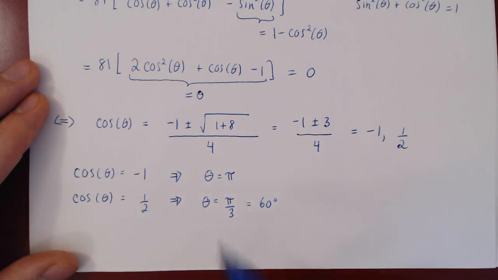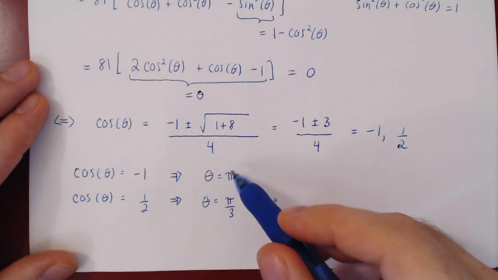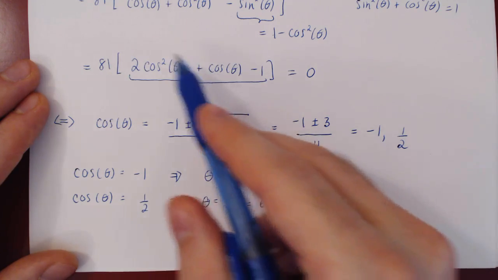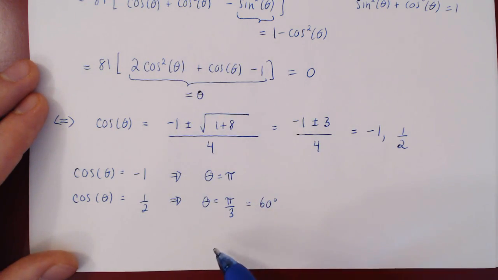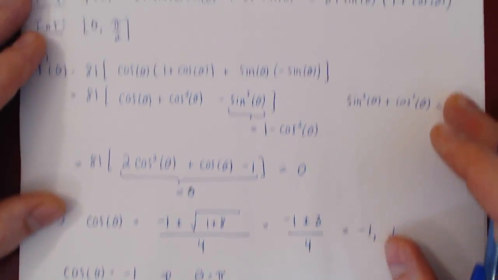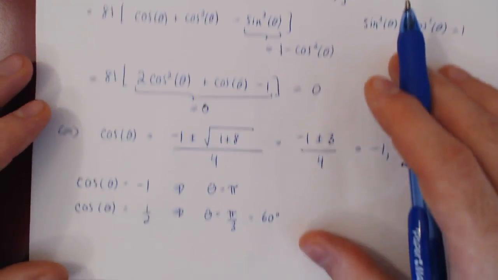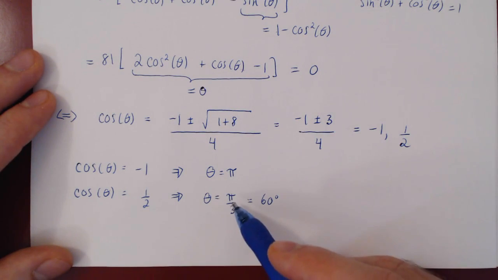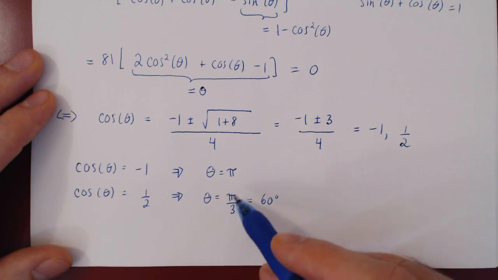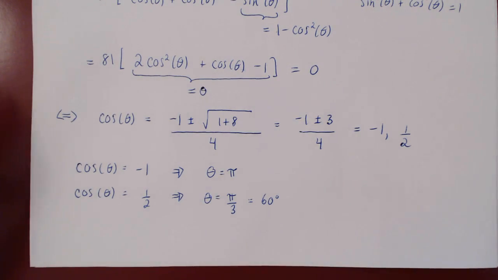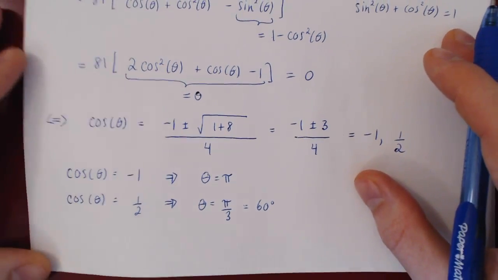And now we have found two critical points of our function. At theta equals pi and pi over 3, this equation is 0. But if you go back, our interval for theta was between 0 and pi over 2. Well, pi is outside this interval, pi over 3 is inside, and now we have found our unique critical point inside of our interval. So we now have to look at a table of values, and we are essentially done.